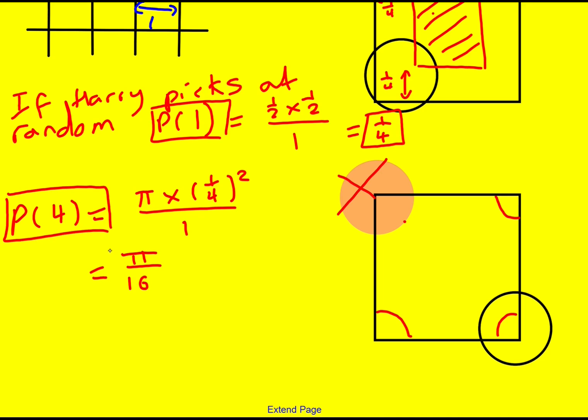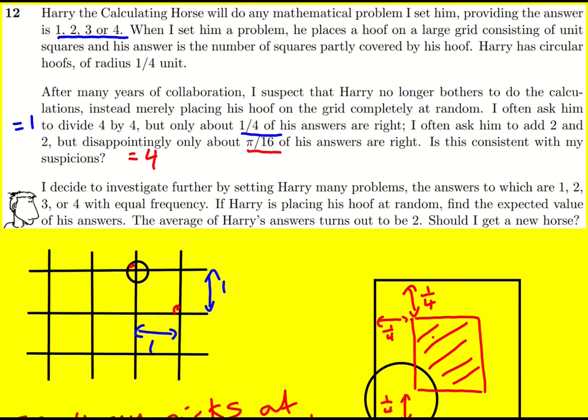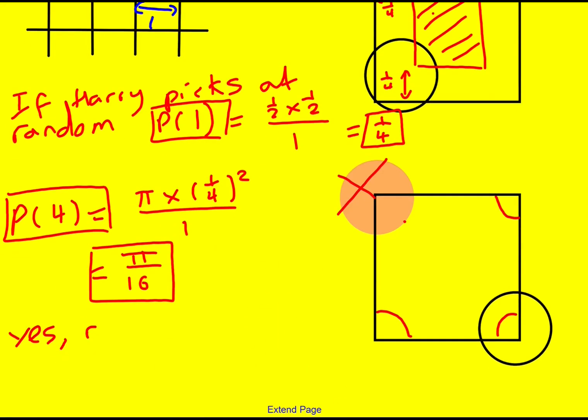And this again agrees with what has been observed with Harry, and therefore we can say yes, Harry's answers are consistent with my suspicion that he's picking it randomly.